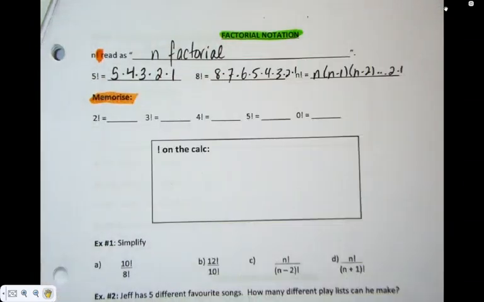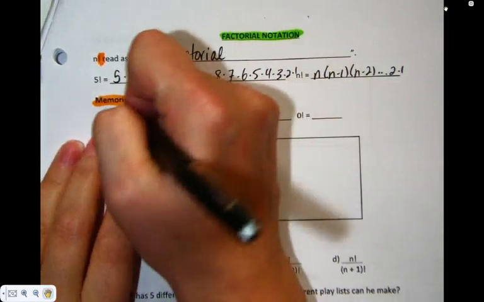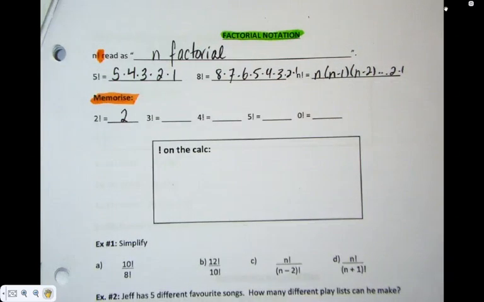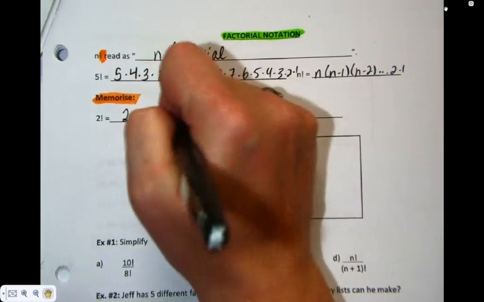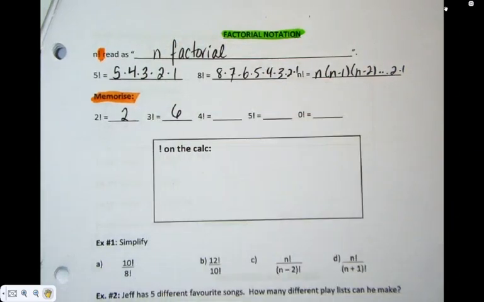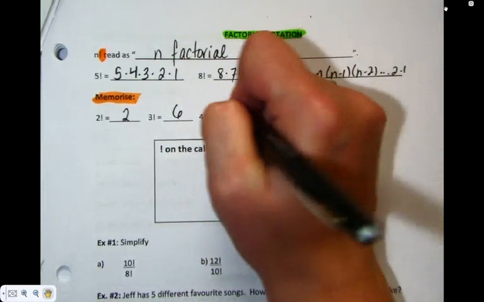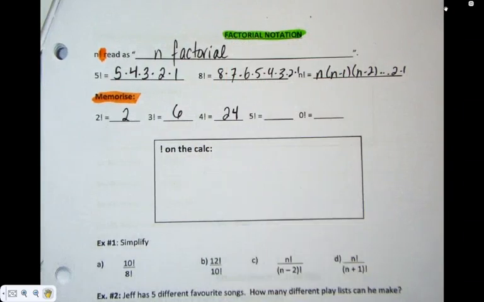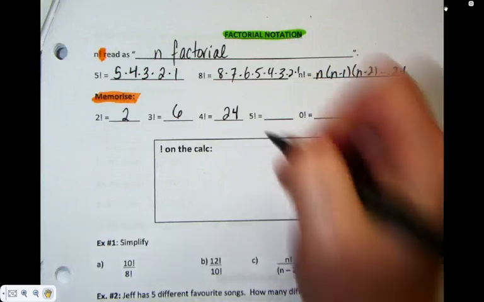Here are the ones that you need to know without a calculator. Anything larger than that will be on the calculator section. 2 factorial, well, what does it mean? 2 times 1, so 2 factorial is equal to 2. 3 factorial means 3 times 2 times 1. Perfect. 4 factorial, 4 times 3 times 2 times 1. 5 factorial, 5 times 4 times 3 times 2 times 1.